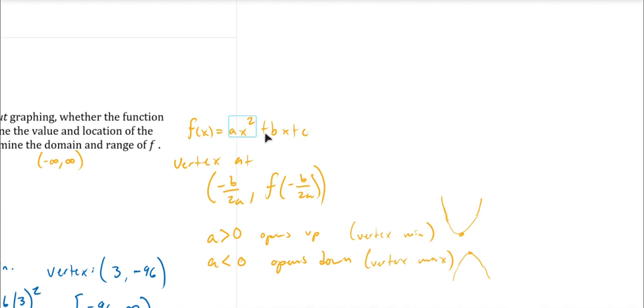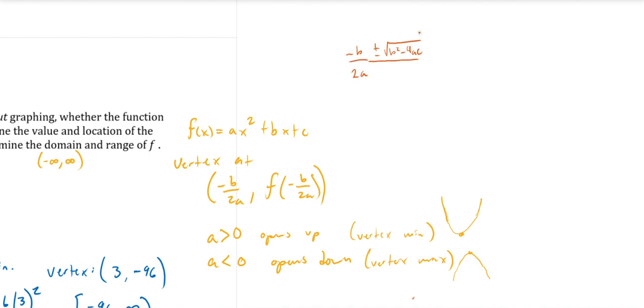On the other hand, b and a, if I take negative b and divide it by 2a, this will be the value of x for my vertex. And then if I want to know the value of y, I would just plug that number into f of x and figure out what my y value should be. You might be recognizing these kind of terms from the quadratic equation.